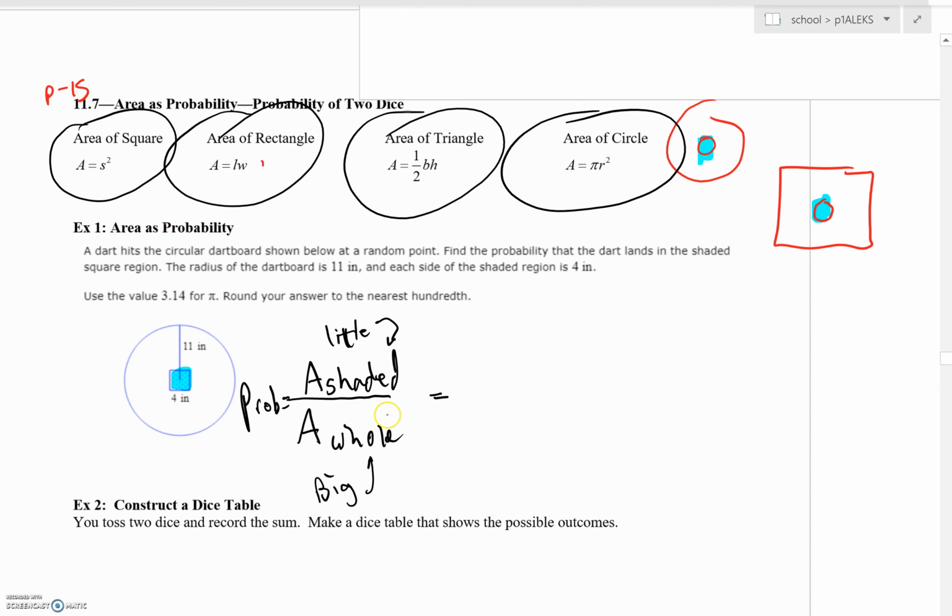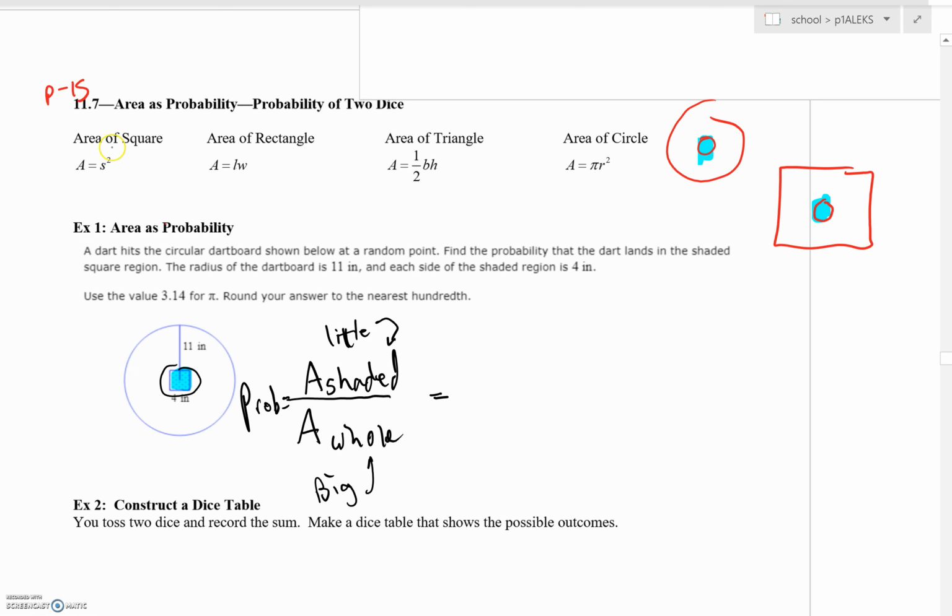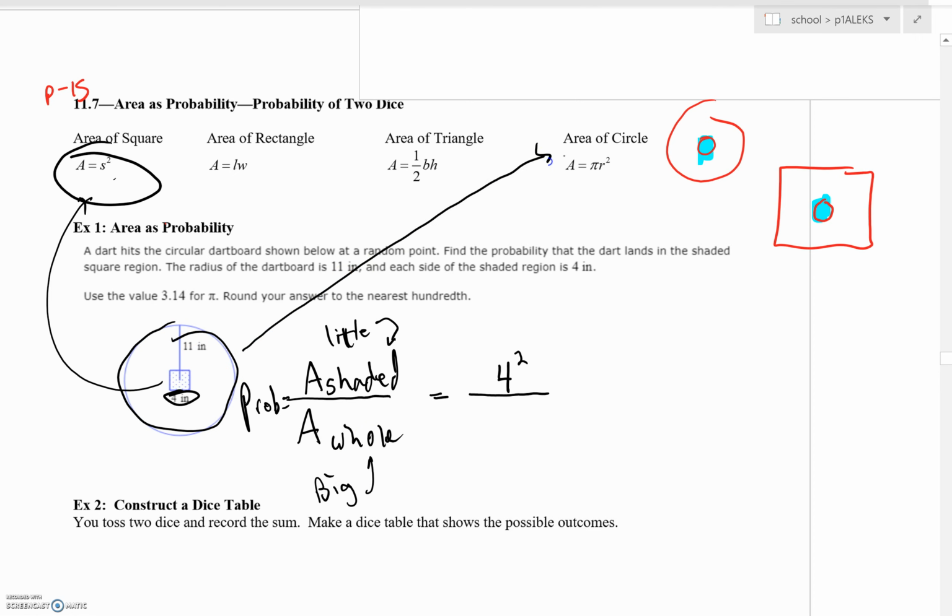So let's look at our shaded shape. That is a square, and the area is side squared. Your side clearly is a 4, so it's 4 squared. How about the big shape? The big shape is a circle, and that's pi radius squared. What's your radius here? Plain and simply, it's 11.